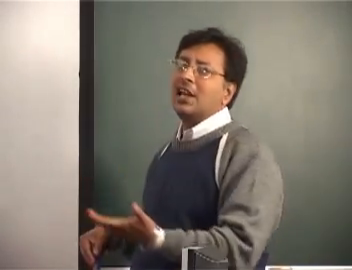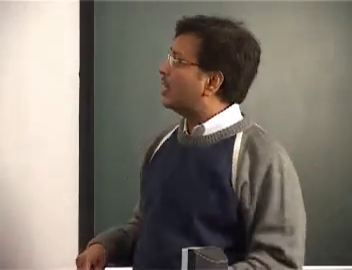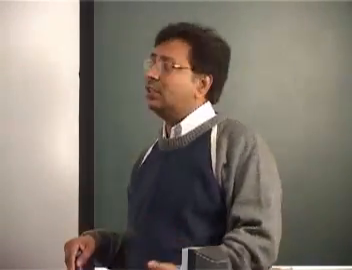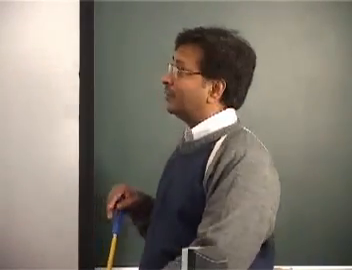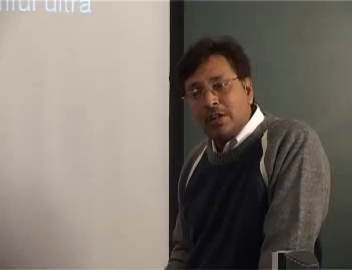So there was a change in the lifestyle also, and the man and the life we see is largely because they could adapt and change itself to the changing atmosphere. And then from the harmful ultraviolet radiation of the sun, there is enough oxygen in the atmosphere to produce the ozone layer, and life can finally move onto the land. When we started having a lot of oxygen, what would happen?